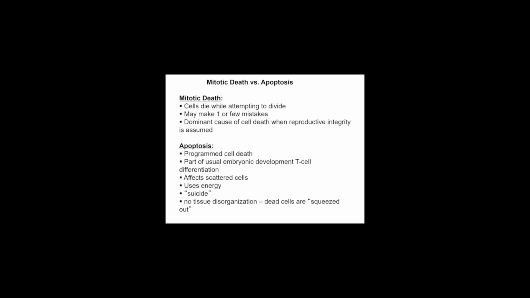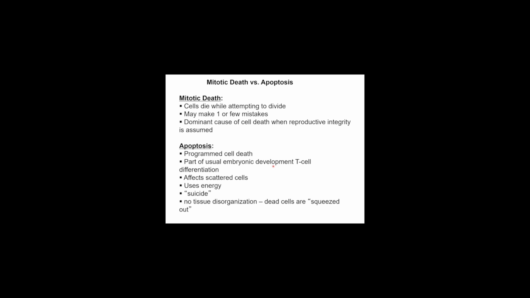It's a programmed cell death. It is a usual part of embryonic development. It does also occur in T cell differentiation. Without apoptosis, we don't get development of the normal embryo. It affects scattered cells here and there. I'll explain what that means in a minute.